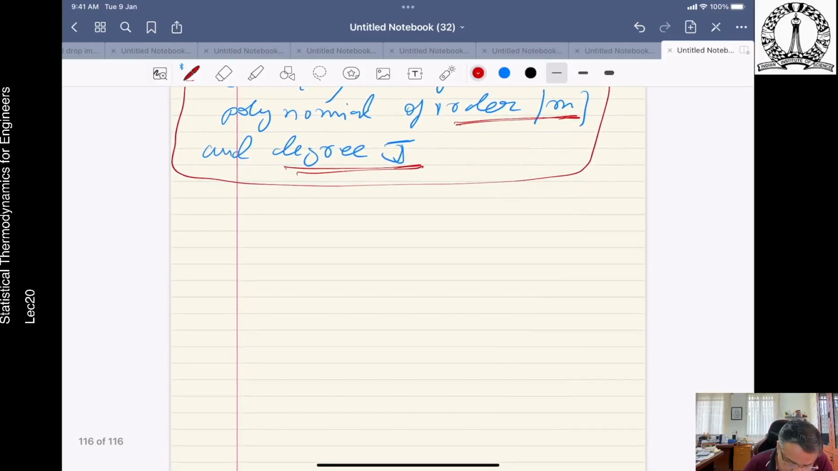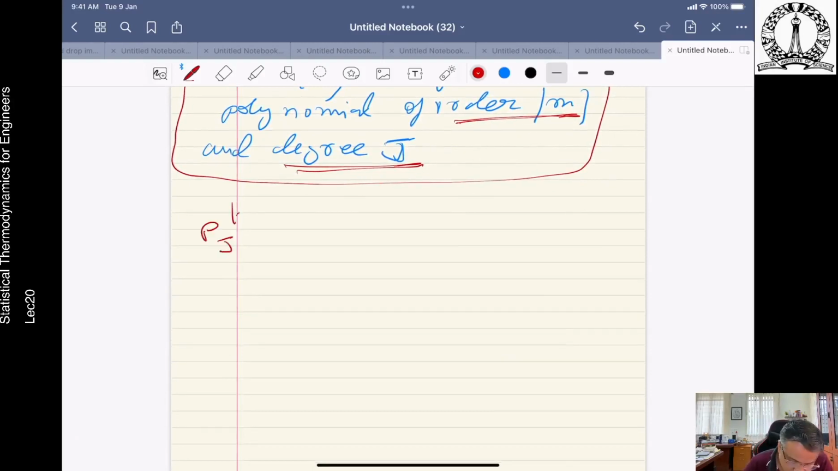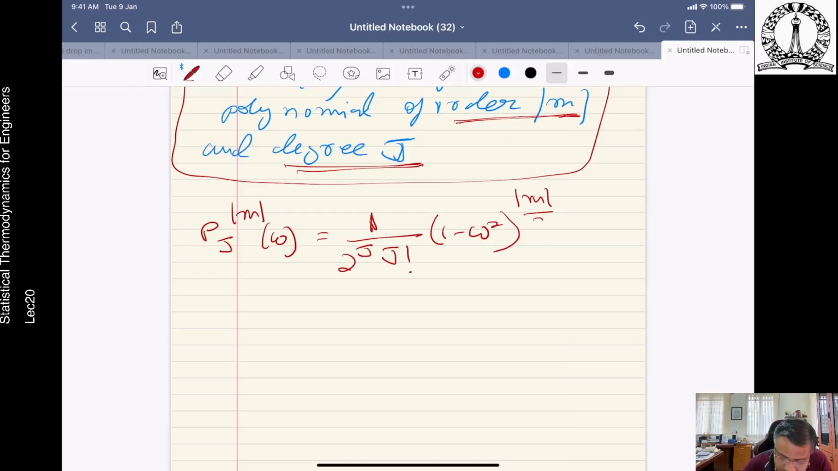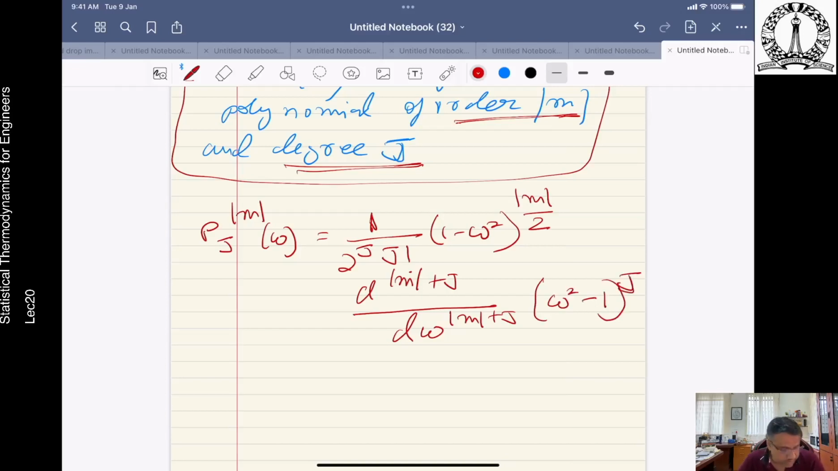So what if I open up the Legendre's polynomial? Let's write that also. P_j^m of omega is given as, again complicated, 1 over 2^j j factorial, times 1 minus omega square to the power of m over 2. Then we write the differential d^(j plus m) divided by d omega^(j plus m), which is the order of the differentiation with respect to omega, and this is done on omega square minus 1 raised to the power of j. So this is the Legendre's polynomial.